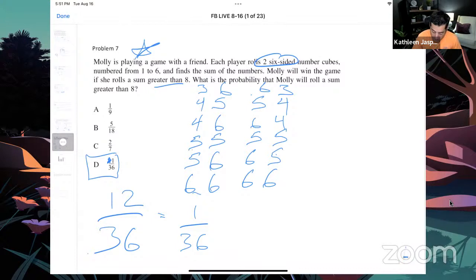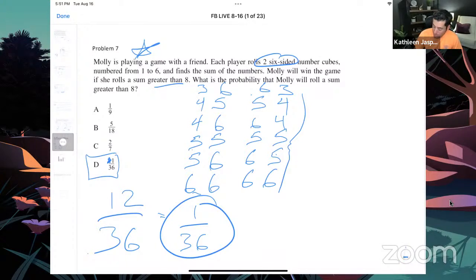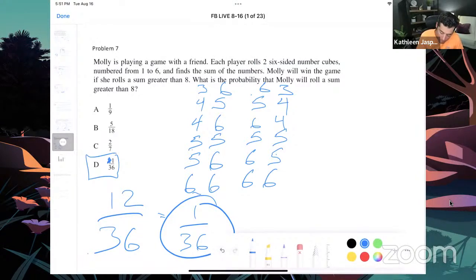I apologize. I will try and change that on the answer sheet because there's an answer key at the end of this. So we're going to go with 1 out of 36 for this one. Again, just know how to do combinations for dice, okay? Because problems like these can be confusing. Okay, let's keep moving on.